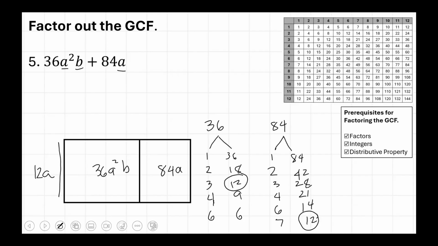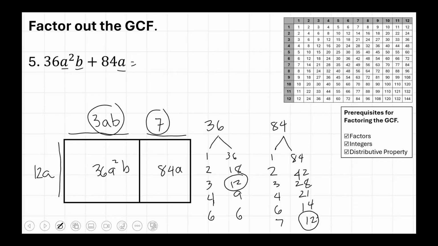because it's not common. Now that we have our GCF 12a, we can divide 36 divided by 12. We get 3 on this dimension. And a squared divided by a is a. And b, since 12a doesn't have a b, we will supply it on this dimension. Then 84 divided by 12 is 7. And a divided by a, so we should not write a anymore with a 7 because it's already in the GCF. And as you notice on this dimension, there is no common anymore, so we are on the right track.